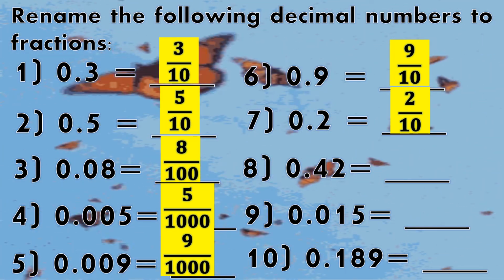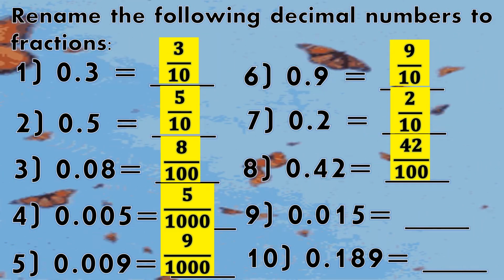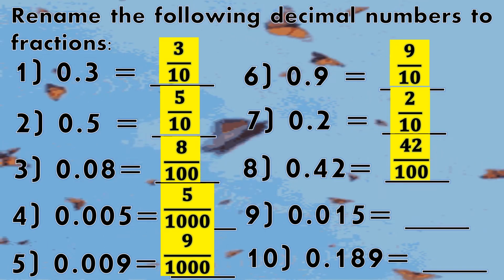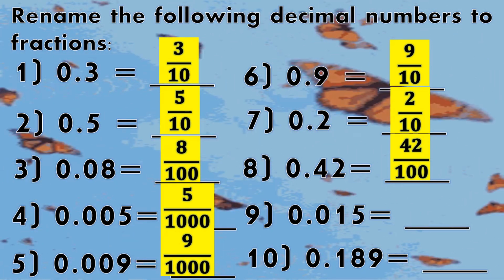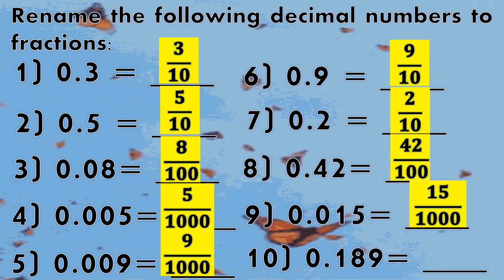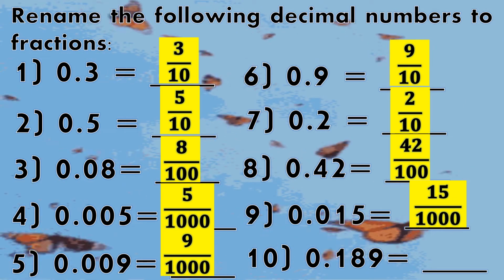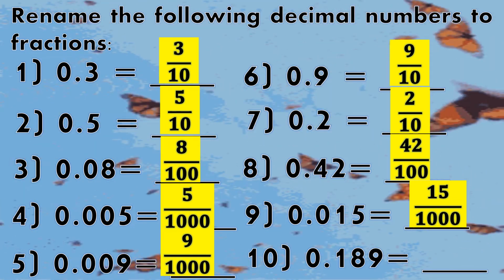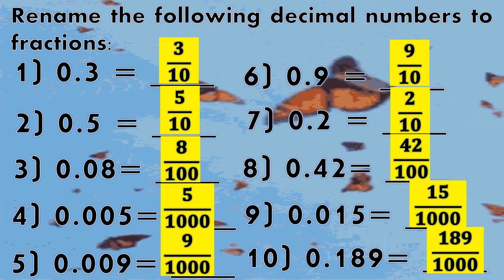Number 8 is 42 hundredths. So just write the fraction 42 over 100. And then number 9 is 15 thousandths. So it's 15 over 1,000. Number 10 is 189 thousandths. So 189 over 1,000.